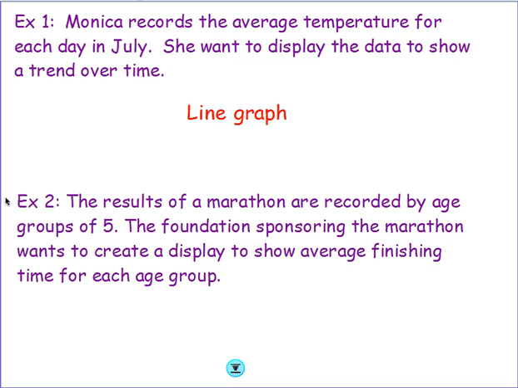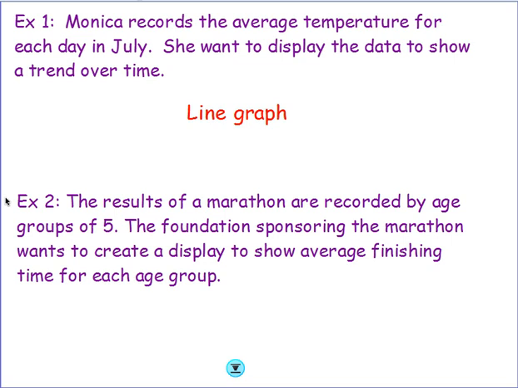The results of a marathon are recorded by age groups of 5. Most people stop right there. They hear age groups of 5 and they assume it's a histogram because you're grouping them by 5s. However, if we keep reading, it says the foundation sponsoring the marathon wants to create a display to show the average finishing time for each age group. So what's happening is they're taking all the people, let's say between 20 and 24, and they're averaging all their time. So that data group only has one value. And then 25 to 29, they're finding the average, and that data group only has one value.